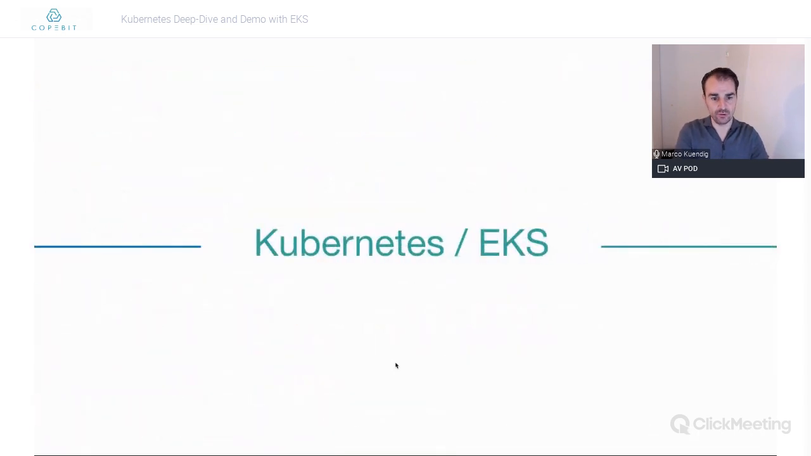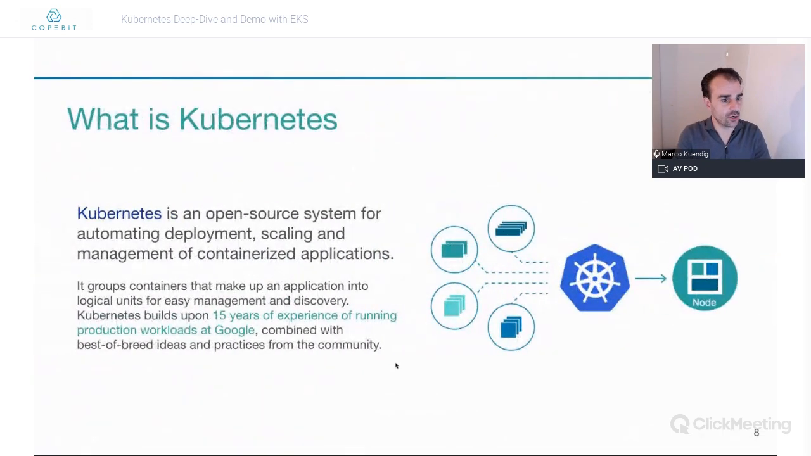So now going into Kubernetes and what Kubernetes is. Kubernetes is an open source system for orchestration of containers. So basically, it helps in automating deployment, scaling, and management of containerized applications. It came out of Google, so I mentioned that before.